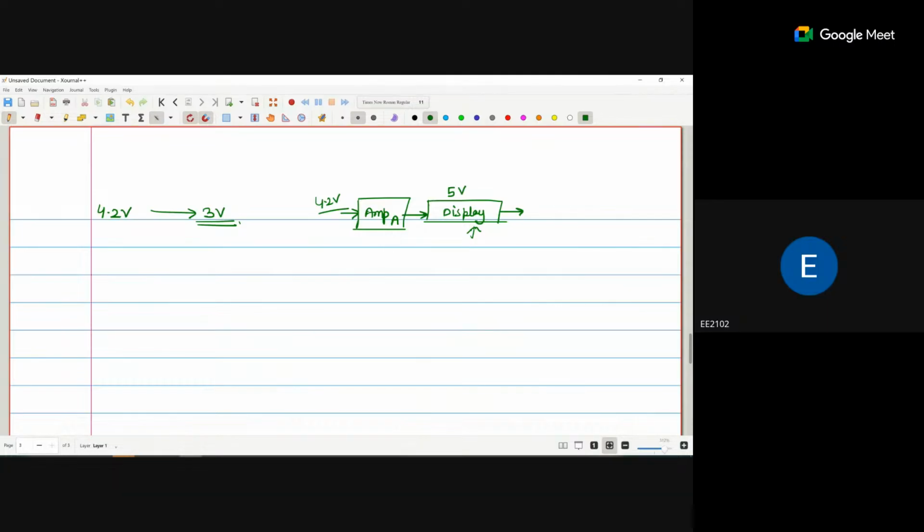How much gain is required? We apply the 4.2 volts, but we require the output voltage to be 5 volts. So the gain is 5 divided by 4.2. Because at this point, if I say this is the V out, so V out is 5 divided by 4.2 times 4.2, the input voltage and gain. So we are getting 5 volts.